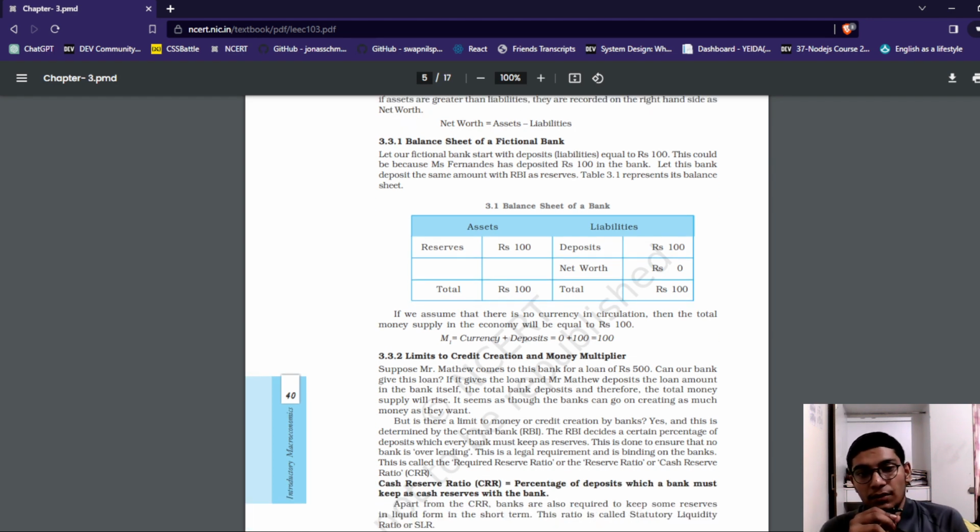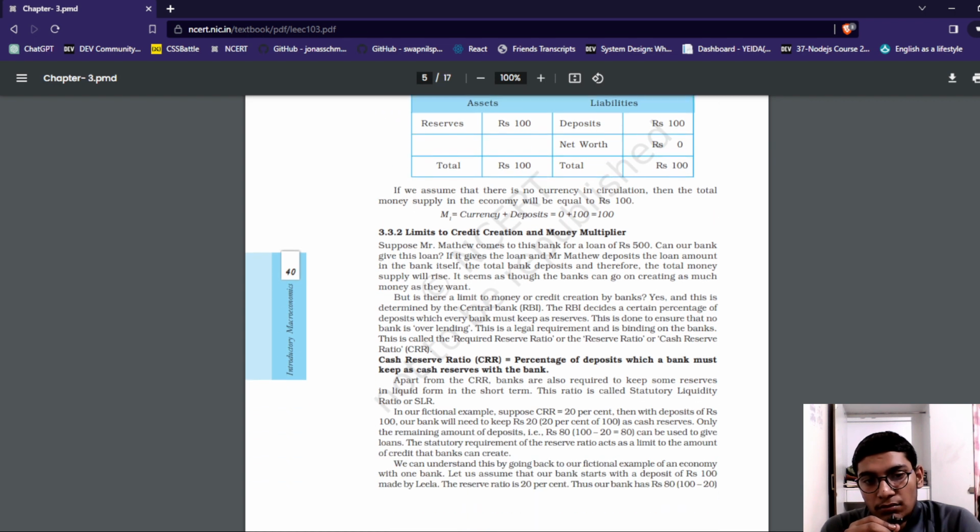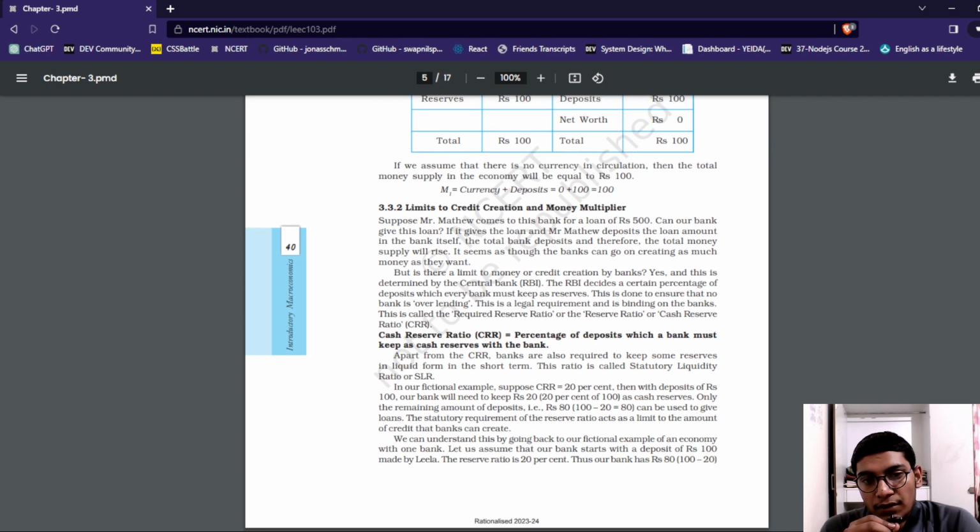Let us take a fictional bank and start with a deposit liability equal to 100. This could be because Ms. Fernandez has deposited Rs 100 in the bank. Let the bank deposit this amount with the RBI as reserve, which limits the credit creation of the money supply. Suppose Mr. Matthew comes to the bank for a loan of Rs 500.